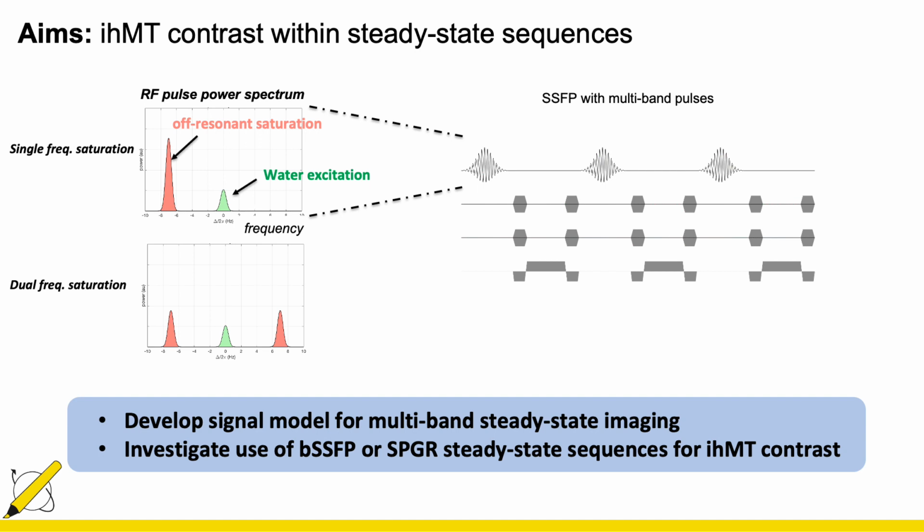Or we could have dual frequency saturation, where we split the amount of off-resonant saturation equally between plus and minus the same frequency. And these two should lead to the same effect in a classic MT picture, but different effects in our ihMT picture. So the basis of the work was to develop the signal model to understand how we would expect steady state sequences to respond when faced with these two different types of excitation, and then to investigate the use of those sequences for imaging with ihMT contrast.